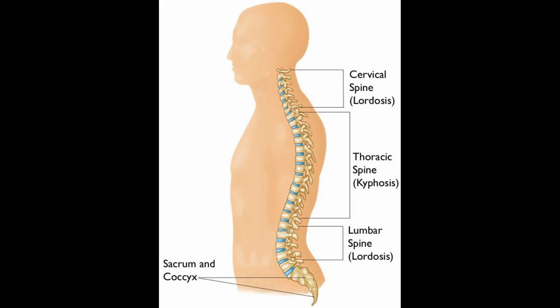In your low back or lumbar spine, there's an inwards curve, reversing in the thoracic spine, and then back to an inwards curve up in the neck or cervical spine.